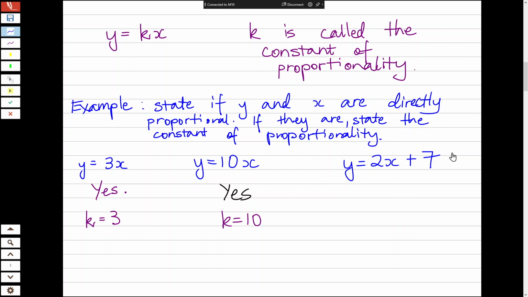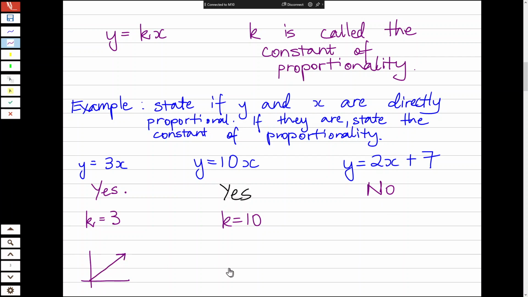What about this one? Tyler, you think no. You're on the money. Why is this third example not a case of direct proportionality? Because if you were to draw that on a graph, it would be a straight line. Because you're adding like 7 onto like 2x.